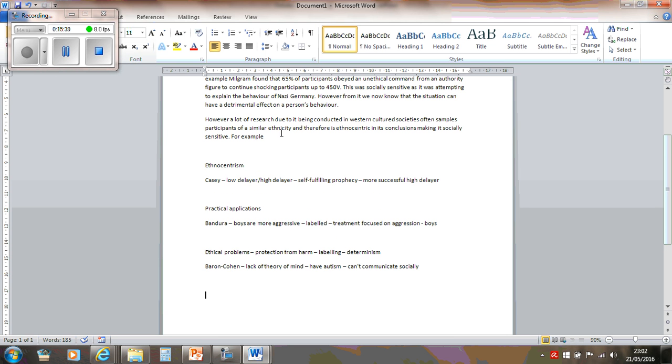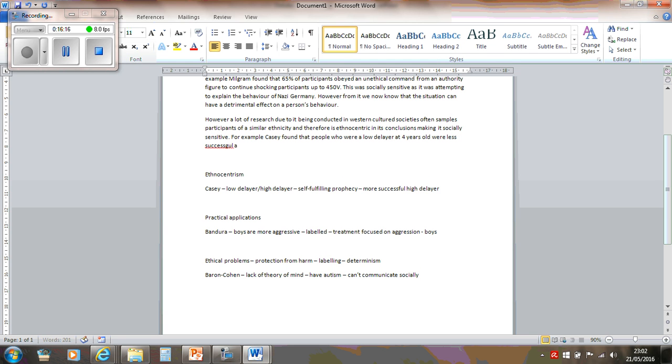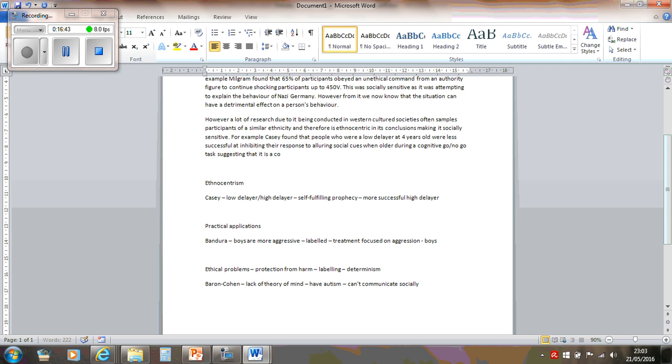Right, so for example, Casey found that people who were older than 4 years old were less successful at inhibiting the response to alluring social cues when older during a cognitive neurological task, suggesting that it is a consistent characteristic.